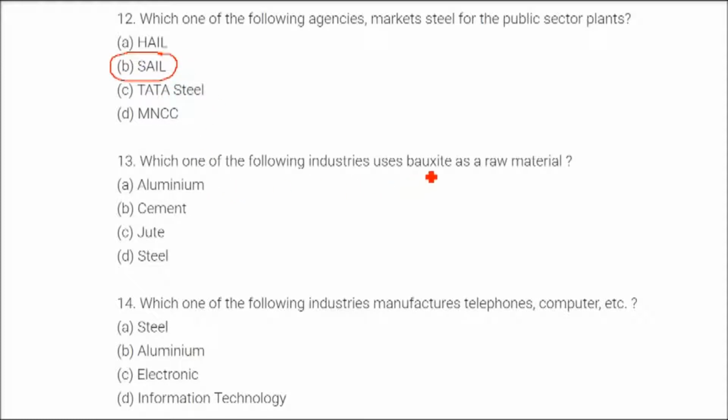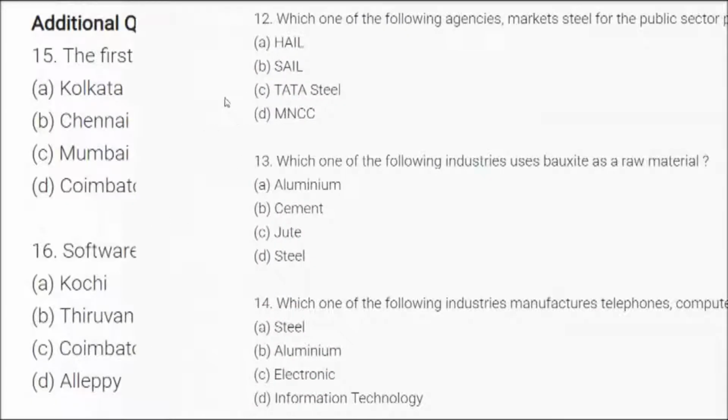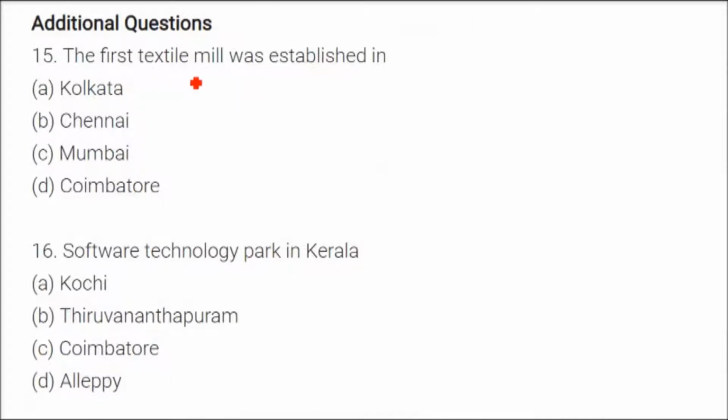Which one of the following industries uses bauxite as a raw material? It is aluminium. 13 is A. Which one of the following industries manufactures telephones, computers, etc.? And the answer here is electronic industry. The first textile mill was established in Mumbai. Software Technology Park in Kerala, in Trivandrum it was called earlier.